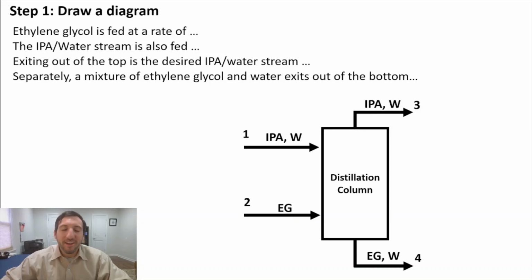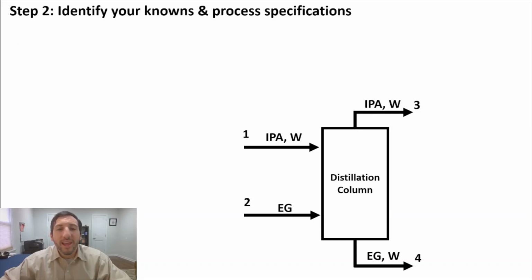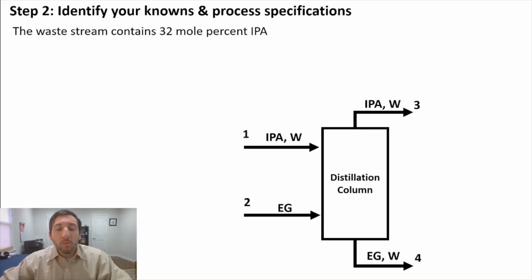Now that I've identified all my components in all streams, I've labeled all my streams, the next thing we're going to do is identify my knowns and my process specifications, and convert this information into variables. So we've got first that the waste stream contains 32 mole percent IPA. And so remember, when we write a mole percent, we're going to write it using the variable y, with a subscript of 1 comma IPA. So the mole percent of IPA in stream 1 is 0.32, or the mole fraction is 0.32.